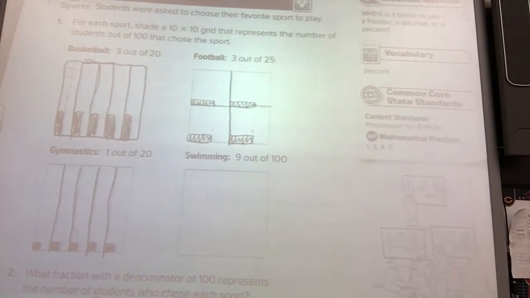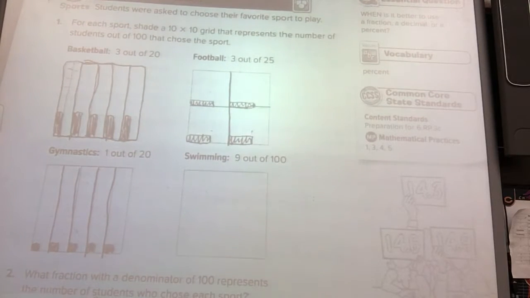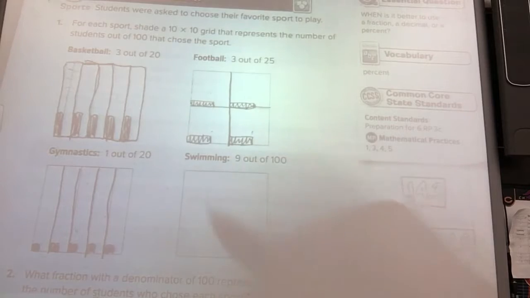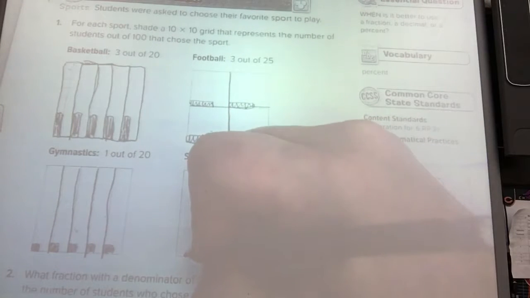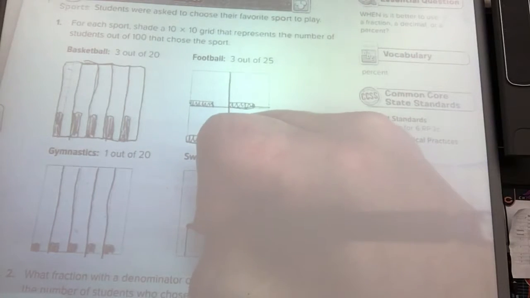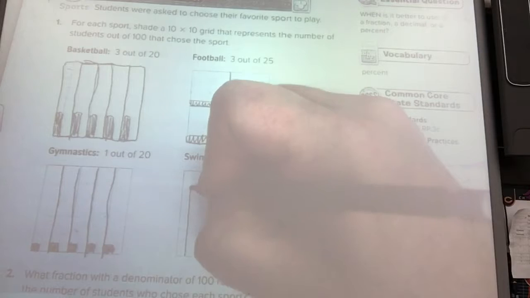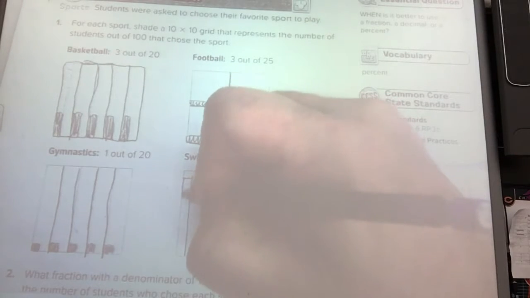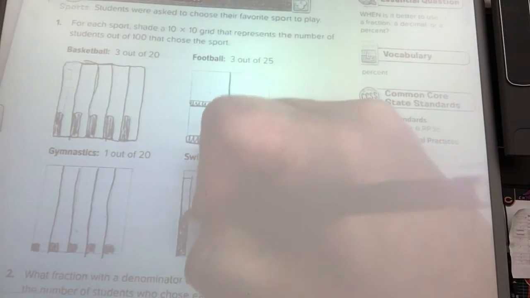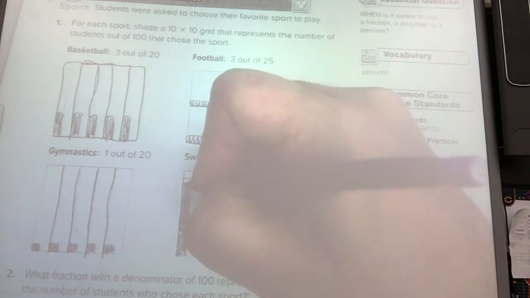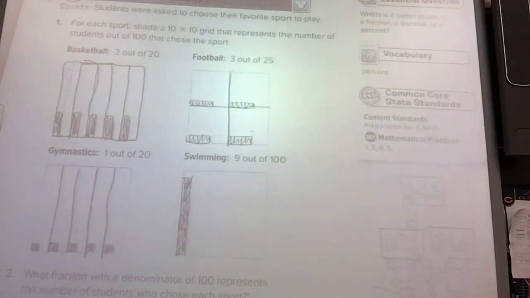Then this one, swimming, 9 out of 100. They didn't break this grid up at all because this entire grid equals 100, so we just have to count 9. Whichever way you want to, top, bottom, it doesn't matter, find 9 squares: 1, 2, 3, 4, 5, 6, 7, 8, 9. This right here, 9 out of 100, represents swimming.